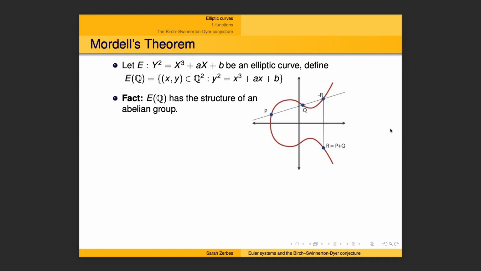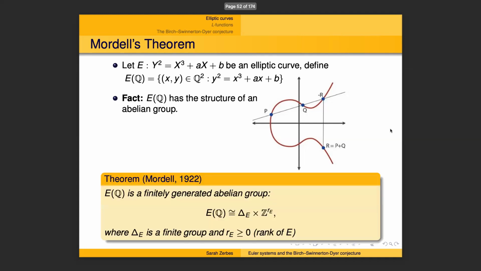But it turns out that even more is true. This is the celebrated theorem of Mordell, namely that it is a finitely generated abelian group. And this is good news because finitely generated abelian groups are classified. So we know that the group of rational points on an elliptic curve is a direct product of a finite abelian group, the torsion subgroup, and a number of copies of the integers. This number of copies is an important invariant. It's called the rank of the elliptic curve.